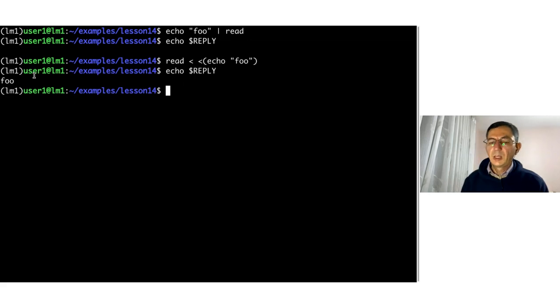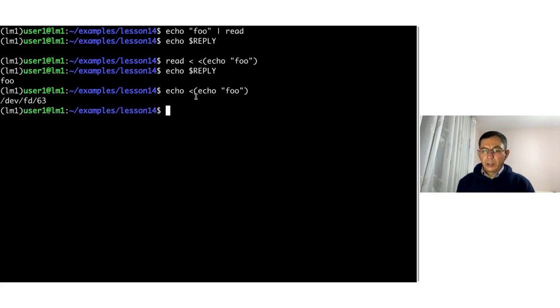And let's see what happens if we try to echo this. So if we echo this one, what do we get? We get this /dev/fd/63, which is like a file name. So it is behaving like a file. And this is the identifier of this file. So this is a process substitution.